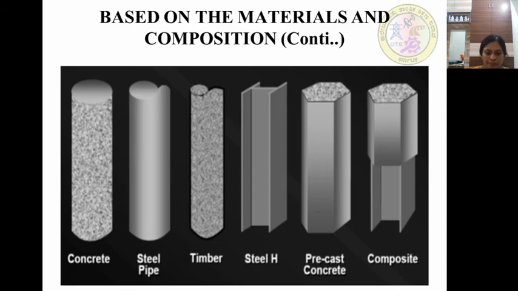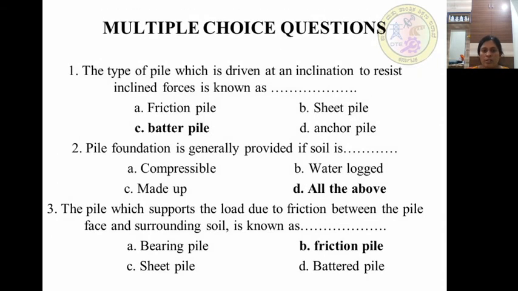And next, multiple choice questions. First question: the type of pile which is driven at an inclination to resist inclined force is known as dash. First option, friction piles. Second, sheet piles. Third, batter piles. Fourth, anchor piles. Any guess? Batter pile is the answer.